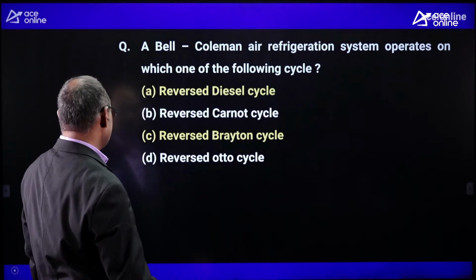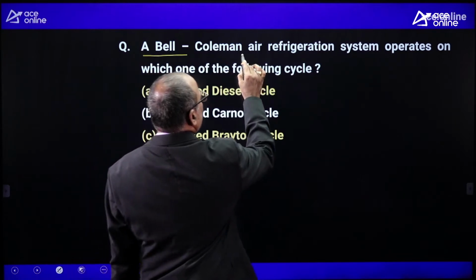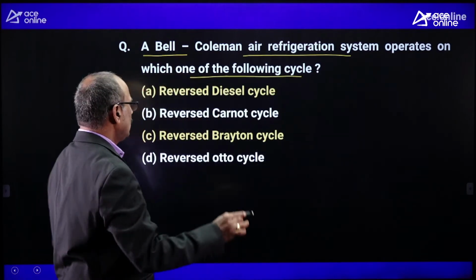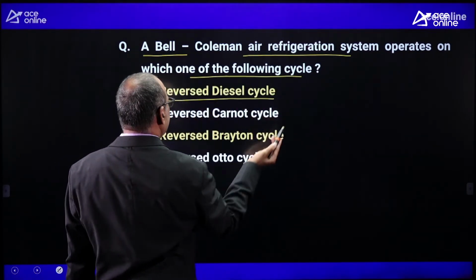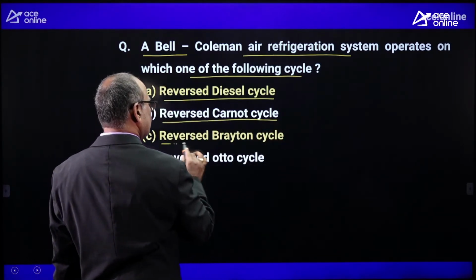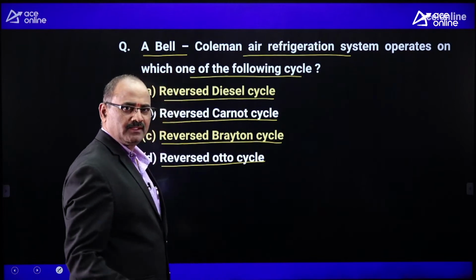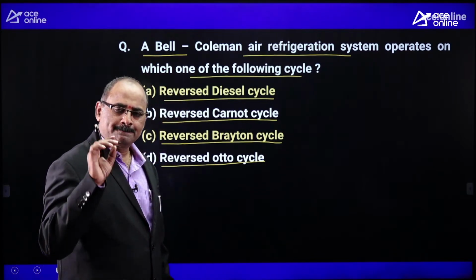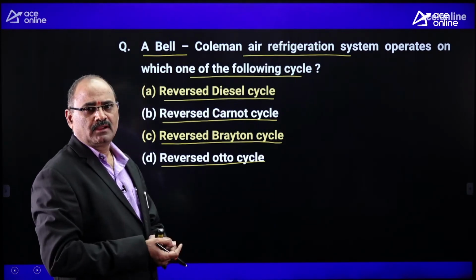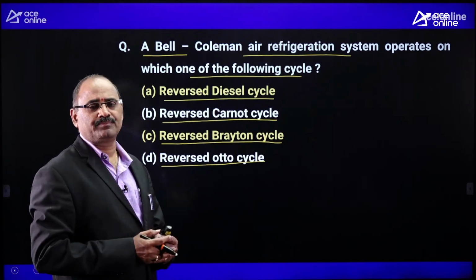Similarly, look at the next question. Try to read it clearly. A Coleman air refrigeration system operates on which one of the following cycles? Option A, reversed diesel cycle. B, reversed Carnot cycle. Option C, reversed Brayton cycle. Option D, reversed Otto cycle. Dear friends, remember, the Coleman cycle is the reversed Brayton cycle. Of course, Brayton cycle can also be called Joule cycle.